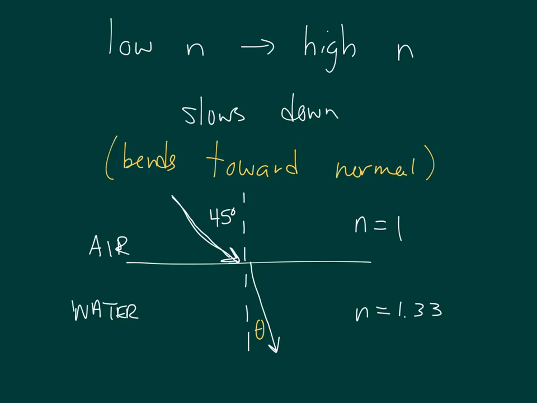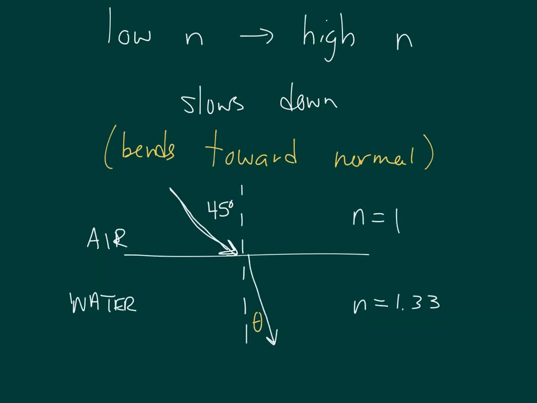And what happens in the other case? A higher N value to a lower N value. It speeds up. So as you could imagine, it bends away from the normal. And that is the case which gives you total internal reflection when it speeds up, when it goes from one that has a higher N value to a lower. Let's get to that in a minute.